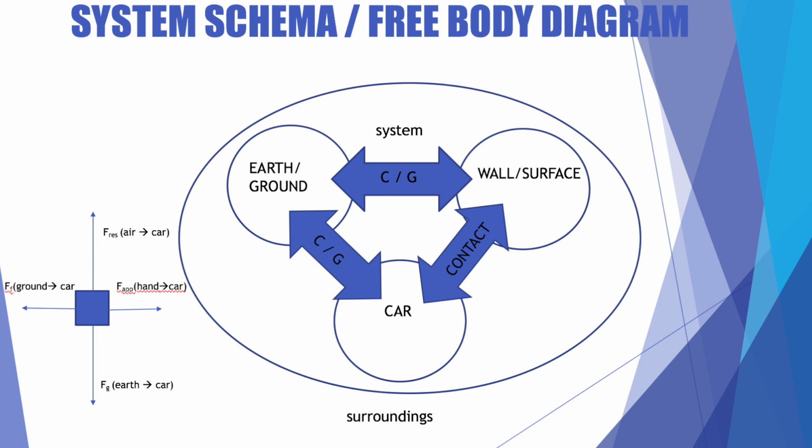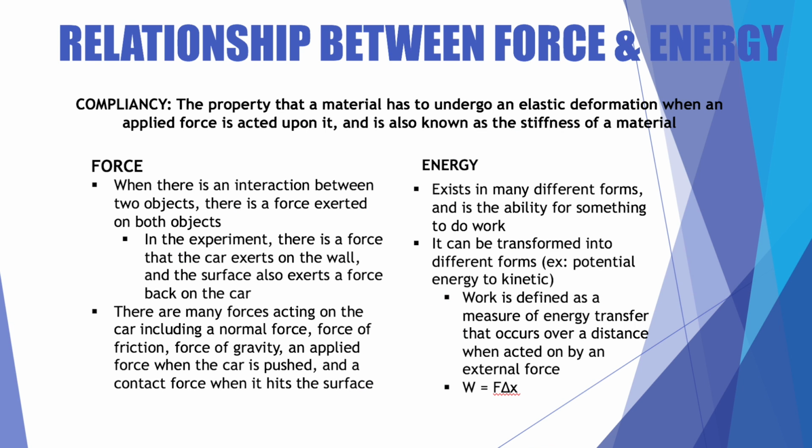In our free body force diagram, there is a resistive force from the air on the car. There is a frictional force from the ground to the car. There's a force applied from the hand to the car, and there is gravitational force from the earth onto the car. So this force diagram shows the forces acting on the car before the impact with the wall, and then after the impact, there would be a force of the wall acting back on the car in the opposite direction of the initial motion.